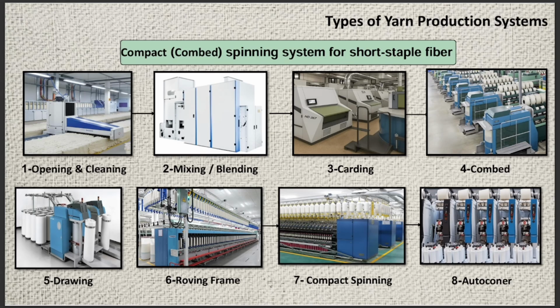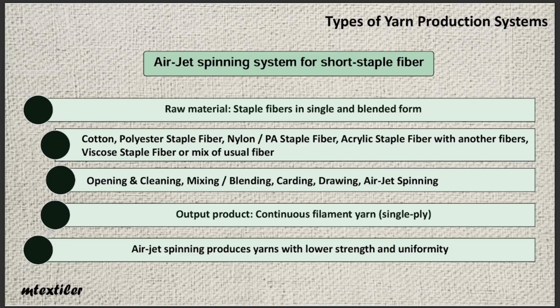Now, in this slide, we review the features of a yarn production system in which airflow pressure is used to create a different type of entanglement and twist in the yarn, called the air jet spinning system for short staple fiber. Features: raw material, staple fibers in single and blended form; yarns producible, cotton, polyester staple fiber, nylon, PA staple fiber, acrylic staple fiber with other fibers, viscose staple fiber, or a mix of usual fibers.